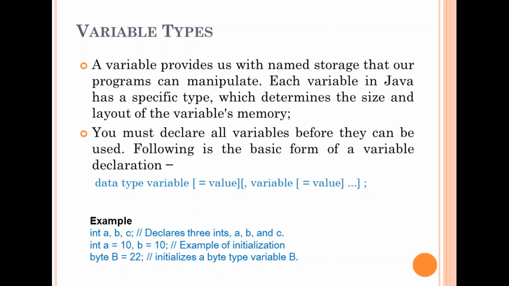Following is a basic form of a variable declaration. Data type variable equals value, comma, variable value. And a few examples: int a, comma b, comma c declares three integers a, b, and c. Int a equal to 10, b equal to 10 is an example of initialization. Byte b equals 22 initializes a byte type variable b.